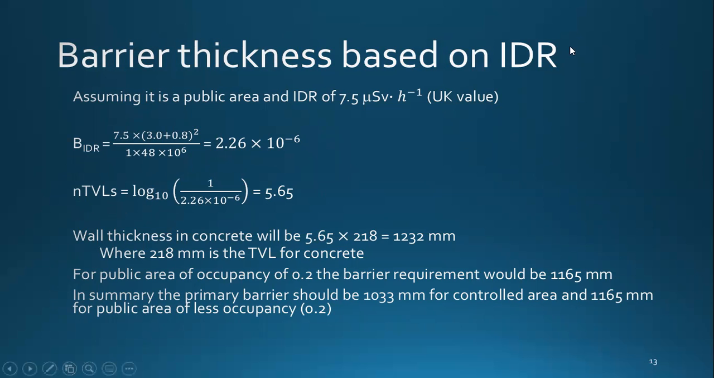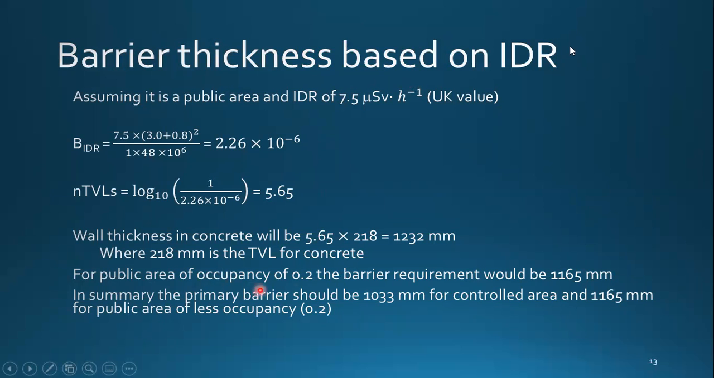To determine the number of TVLs, you can take the negative log of the barrier transmission factor, which will come to 5.65 TVLs. We already know that the tenth value layer for cobalt energy for concrete is 218 millimeters. So if you multiply 5.65 by 218, you get 1232 millimeter. This is the wall thickness required if you use an IDR value of 7.5 microsievert per hour.